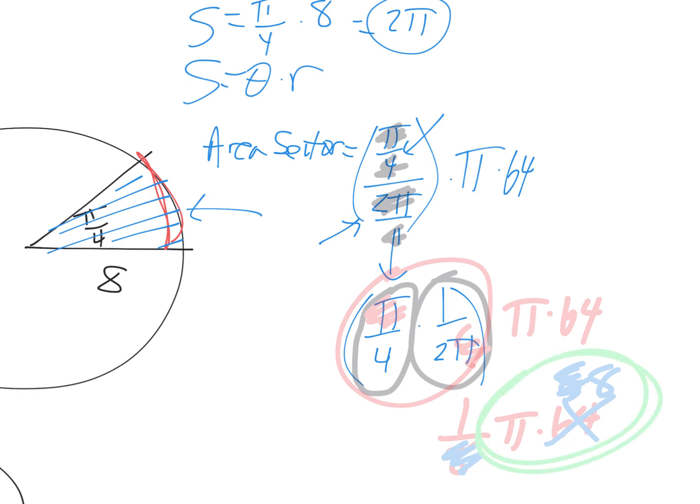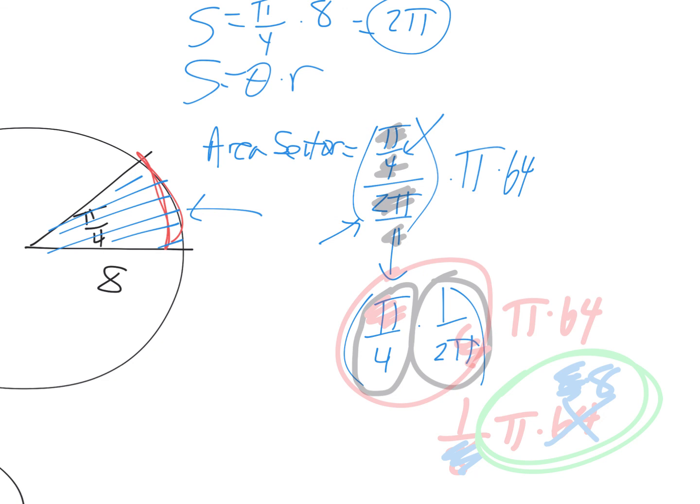Who had an answer of 8 pi? Because you were right. 8 pi what? Well, this was an area, so 8 pi units squared. What's 8 pi? 8 times 3.14. It's a little more than 24. Maybe it's like 25.